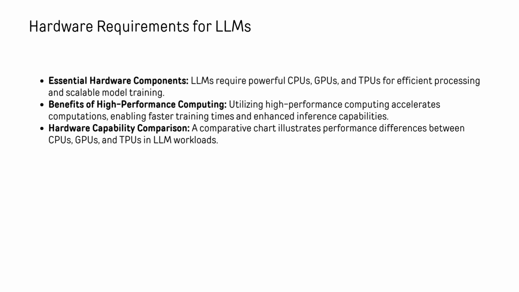Utilizing high-performance computing offers significant benefits, including faster training times, reducing weeks of computation to days or even hours, and enhanced inference capabilities for real-time applications. A comparative analysis of hardware capabilities reveals that while CPUs are limited in parallelism and suited for smaller tasks, GPUs offer high parallelism for training and inference, and TPUs provide a specialized architecture that optimizes machine learning workflows. Choosing the right hardware ensures efficient training and deployment, making it a crucial factor in unlocking the full potential of LLMs.